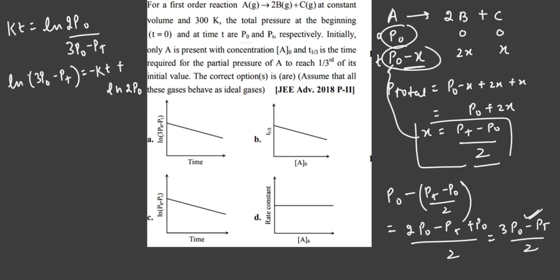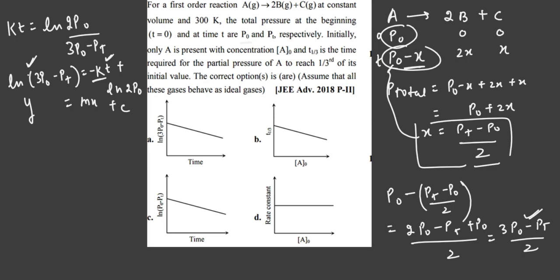So if I compare this equation with y is equal to mx plus c, you can see that when I'm plotting the graph between time on the x-axis and ln(3P naught minus PT) on the y-axis, this graph would be a straight line with the slope minus k. So out of all the options, I can see that the A graph suits this equation because in the A graph, the y-axis is ln(3P naught minus PT), the x-axis is time, it is a straight line and the slope is minus k. Okay, so the A option is the correct option.